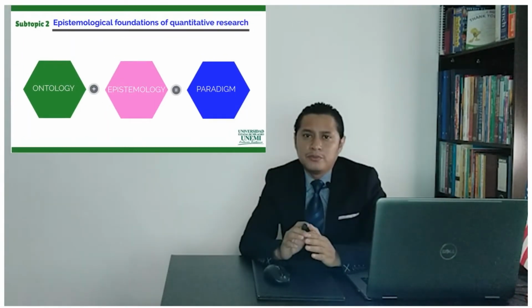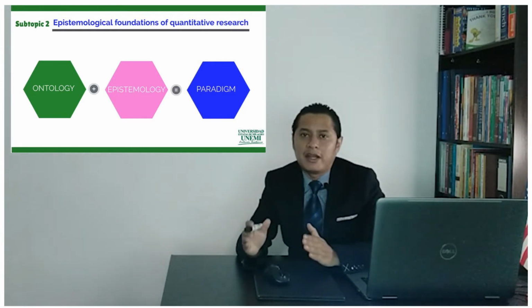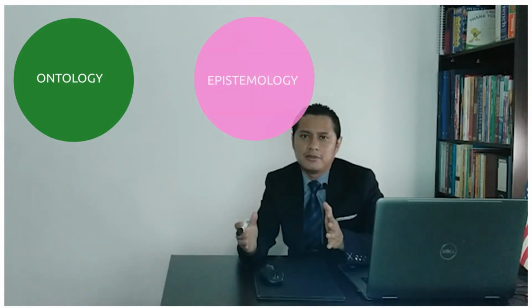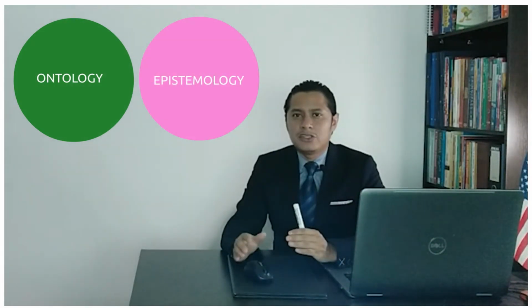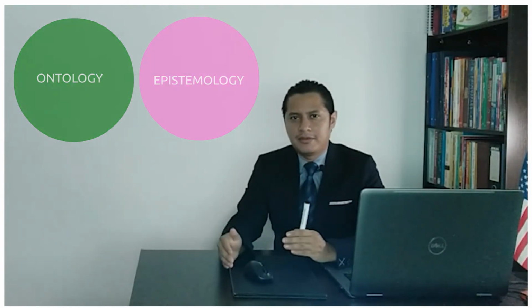After having reviewed the main concepts about quantitative research, it is now the time to check the epistemological foundations in quantitative research. That graph shows you the relationship between ontology, epistemology, and research paradigm. So, what do ontology and epistemology mean? Well, ontology examines the nature of reality, while epistemology studies how you can examine reality.